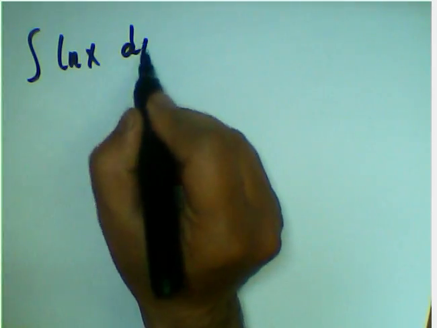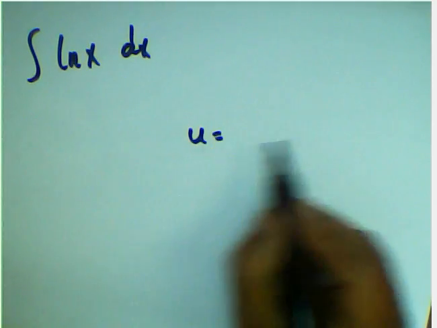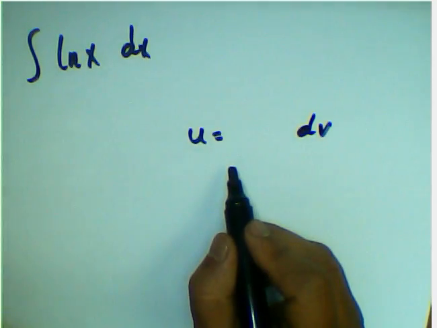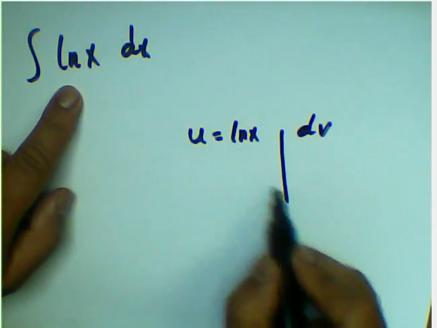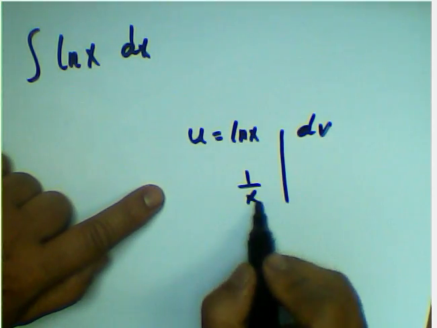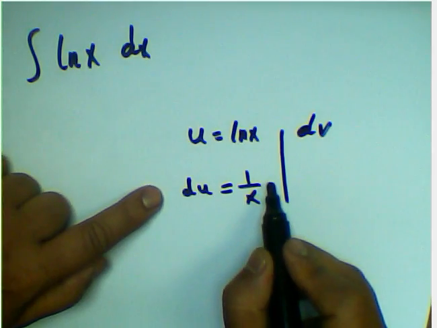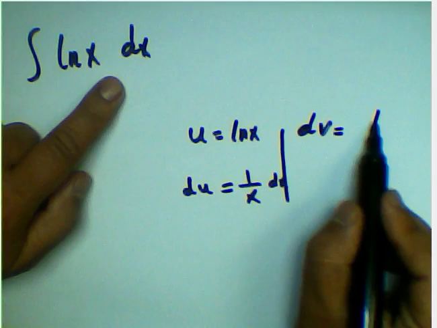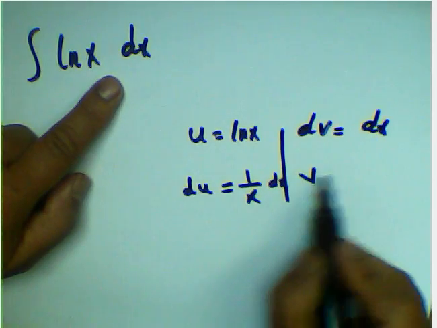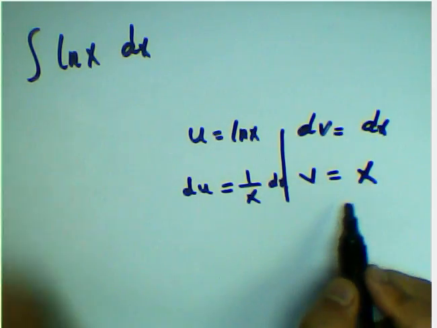Integration of ln x dx. Choose function u and dv. We can write u equal ln x because we know the derivative of ln x equal 1 over x, and here du, and write dx, and dv equal dx. Integration of dx will be v and it will be x.